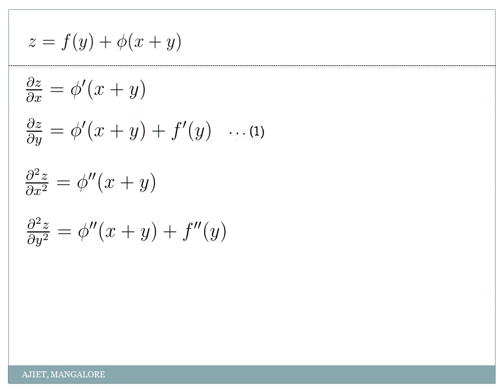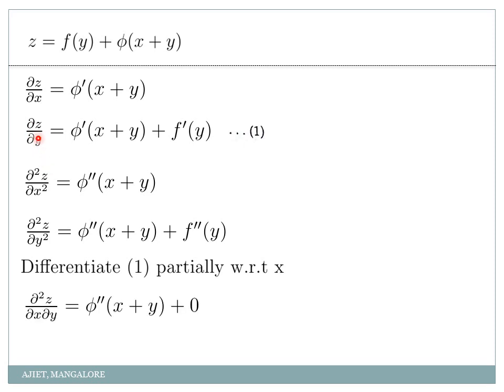So what I'll do, there is one more option. I can go for dou square z by dou x dou y, or dou square z by dou y dou x. Correct? So what I am doing is, I am differentiating equation 1 partially with respect to x. So what will I get when I do with respect to x here? I will get dou square z by dou x dou y. So I have to differentiate this equation only with respect to x. In the second function, f dash of y, I don't have any x there, so it is 0. X is here, so differentiation of phi dash is phi double dash of x plus y into differentiation of x, which is 1. I have not written it.